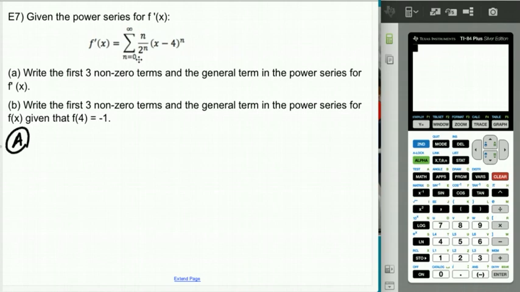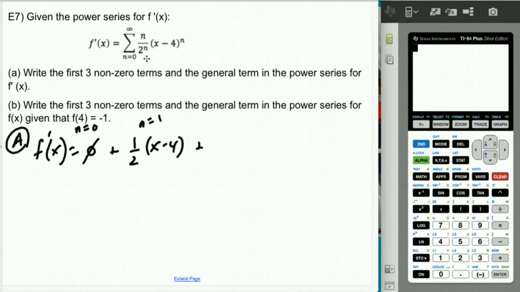So I'm starting where n is 0, and I'm going to go ahead and plug in. So my f prime of x, if I plug in n is 0, I'm going to get a 0 as the first term, because there's an n on top. So that one doesn't help. That was when n is 0. If I plug in n is 1, I'm going to get a 1 over 2. So the next term is 1 over 2 times x minus 4 to the first. So that's my first term.